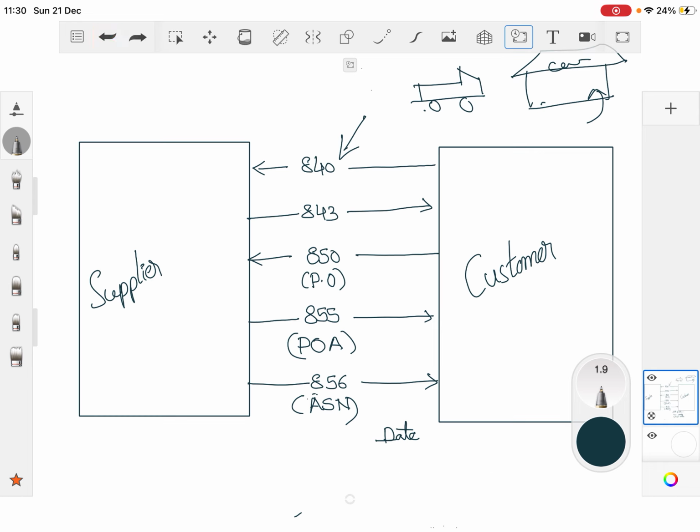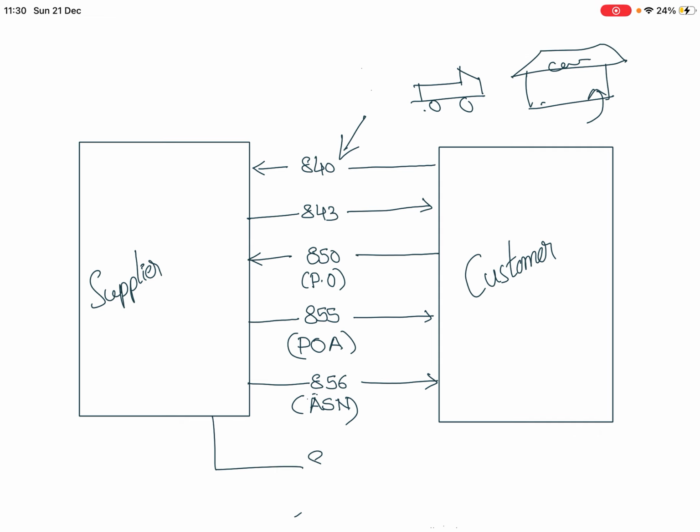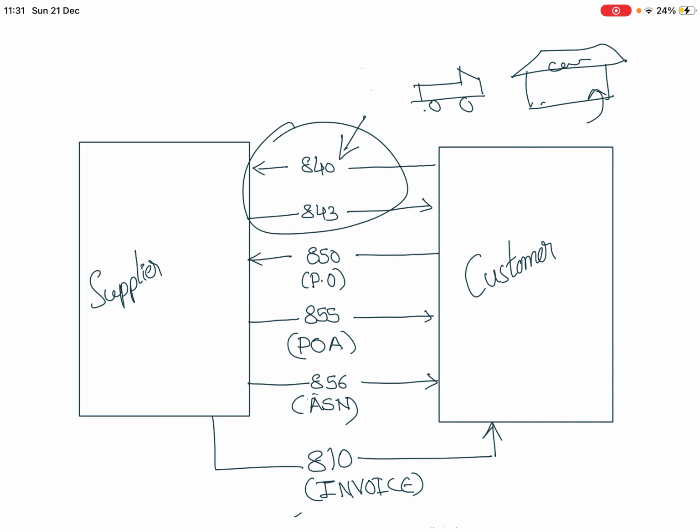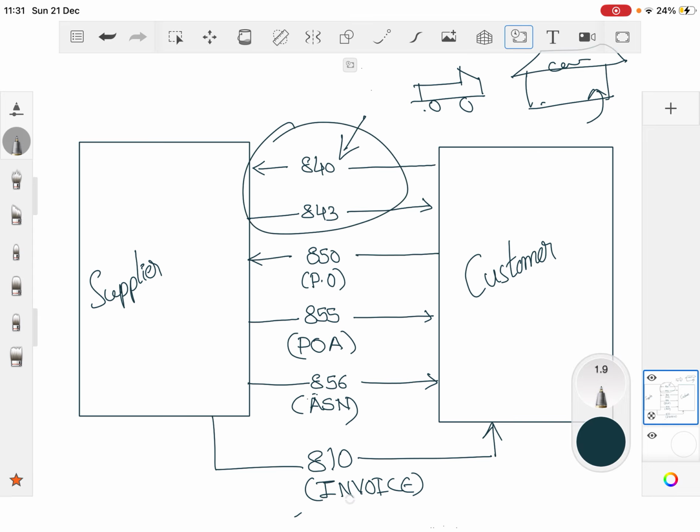After that the next step will be an 810 from the supplier. 810 is an invoice. Consider the customer sent an 840 and 843. This is all part of the pre-sale or pre-purchasing process, and then 850, 855 and 856 follow: order sent, order acknowledged by the supplier, order shipped from the supplier and the customer received the product. What is the next step? The only pending piece is the invoice. The supplier has to send the customer the invoice.